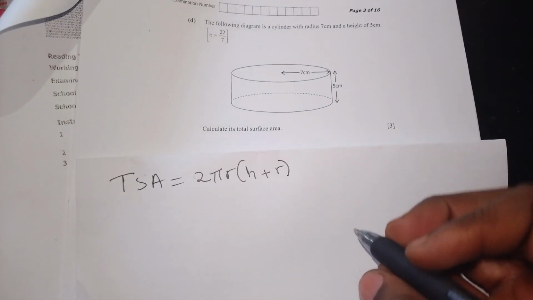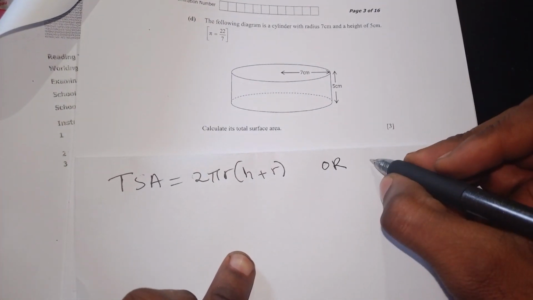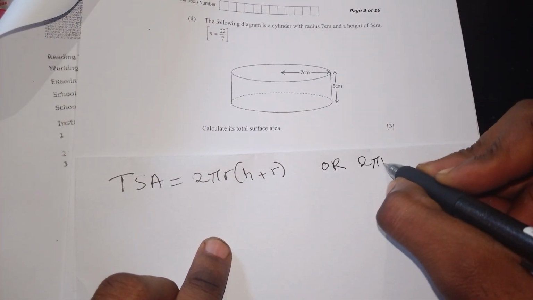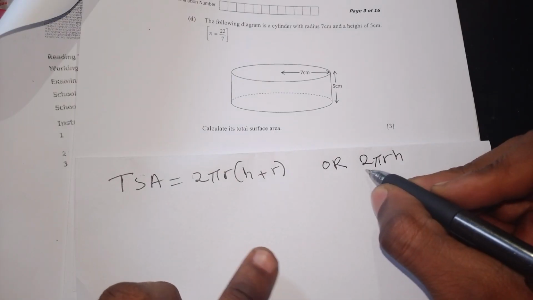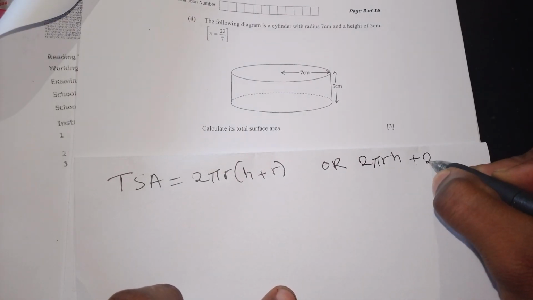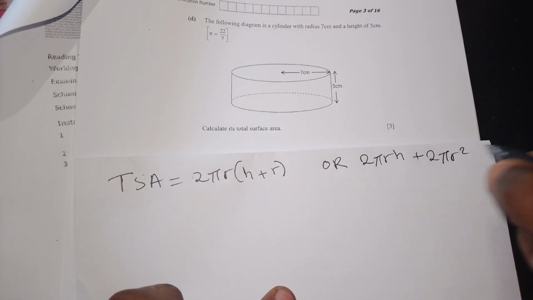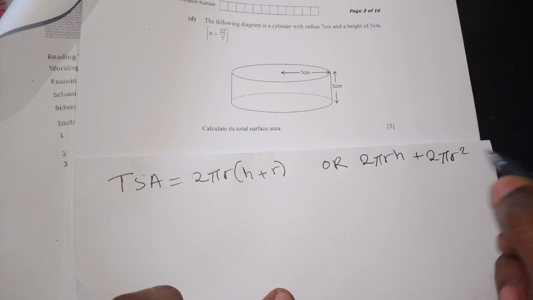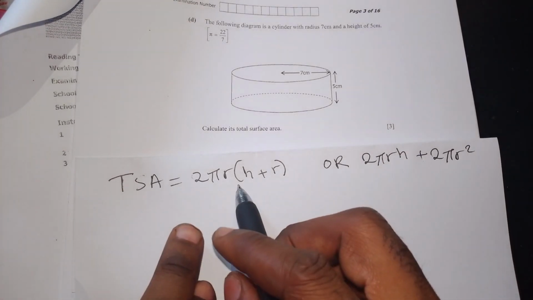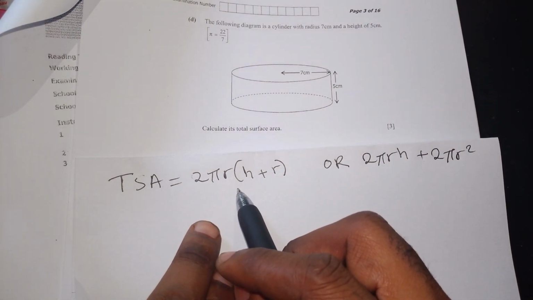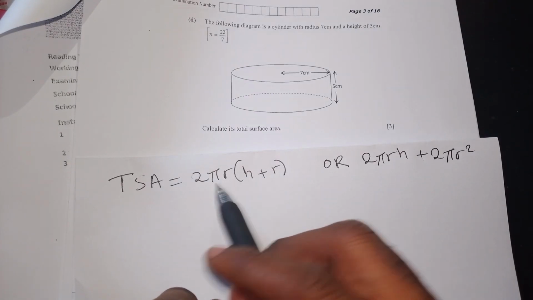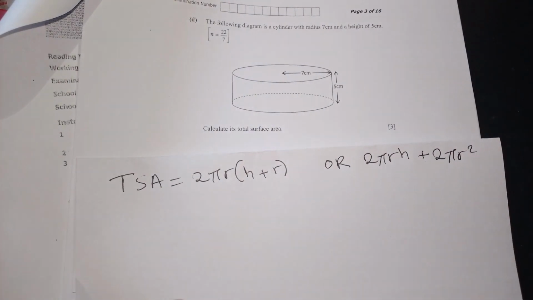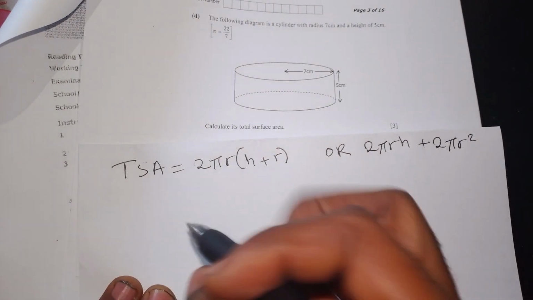r, or we have people who use this 2 pi r h, which is the curved surface area, plus 2 pi r squared, which represents the two circles. So this is the best method to use, but if you can't easily remember this, you can use this. So I'll use this one.